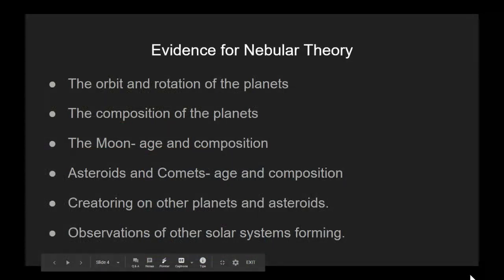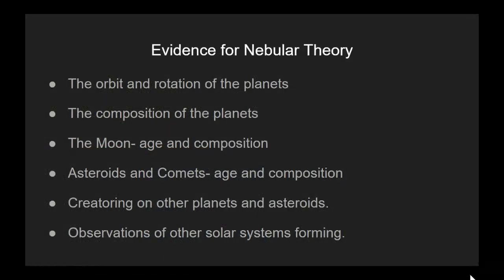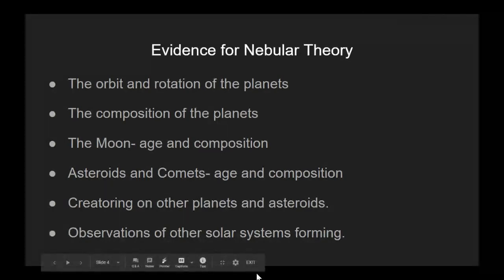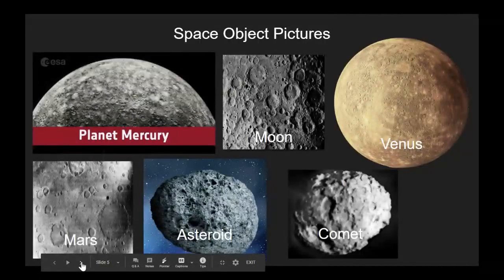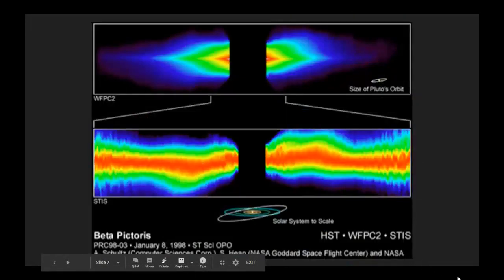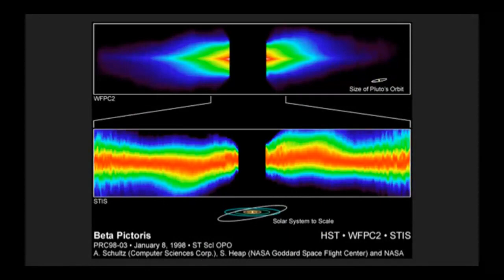And the last thing we're going to talk about for evidence of nebular theory is observations of other solar systems forming. So we can actually look into other areas of our galaxy and see other solar systems forming in the manner we would expect them to if nebular theory were true. So when I say that we're looking into other parts of our galaxy, we cannot take actual pictures the way we think of pictures. These would be mostly infrared pictures like this one.